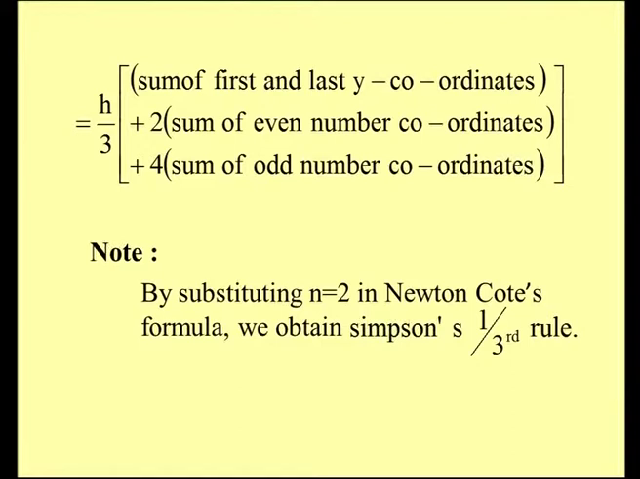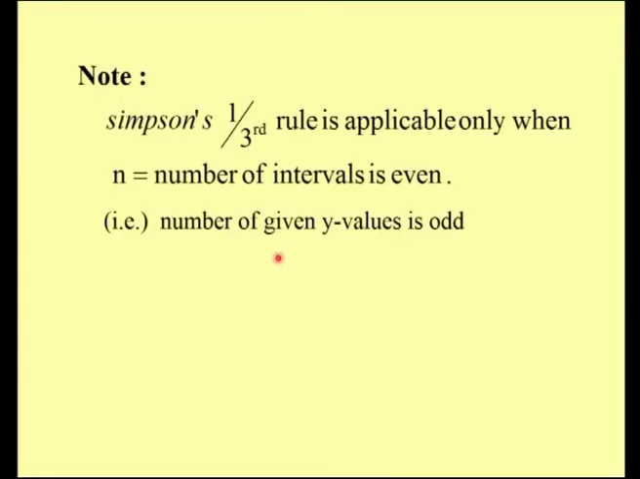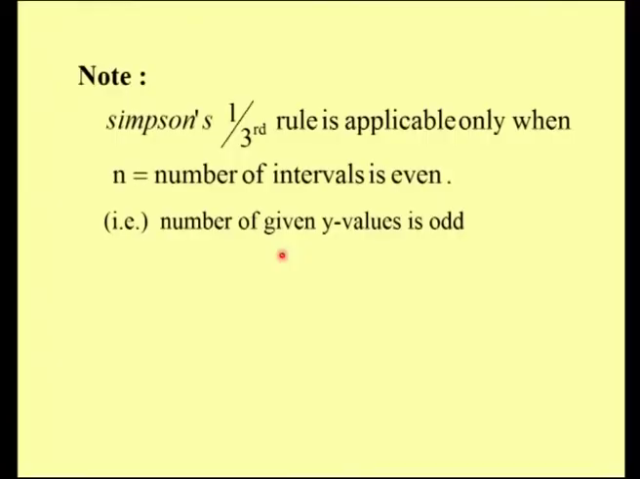Relating with Newton-Cotes quadrature formula, by substituting n is equal to 2 in Newton-Cotes quadrature formula, we obtain Simpsons 1/3 rule. Now, there is a condition for applying Simpsons 1/3 rule. Simpsons 1/3 rule is applicable only when the number of intervals is even, that is x naught comma x1, x1 comma x2, like that we form the number of intervals, that should be even, in the sense number of pairs given should be odd in number.